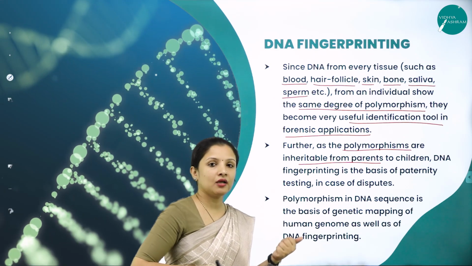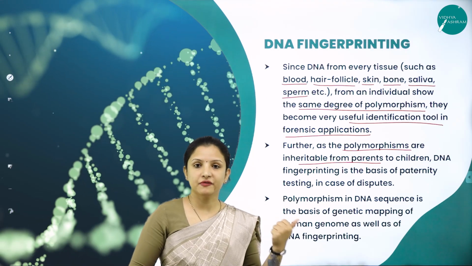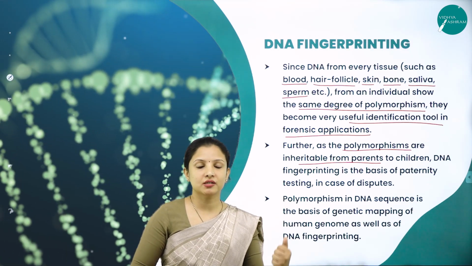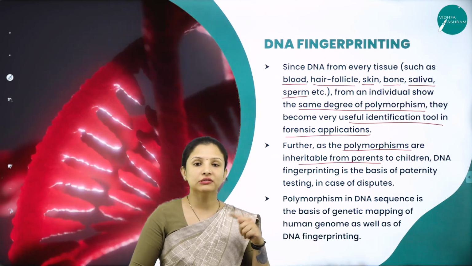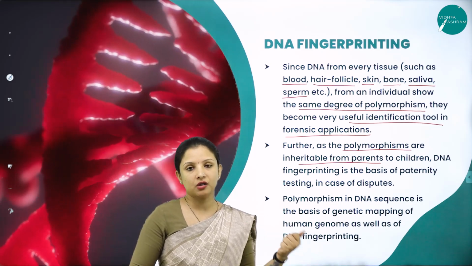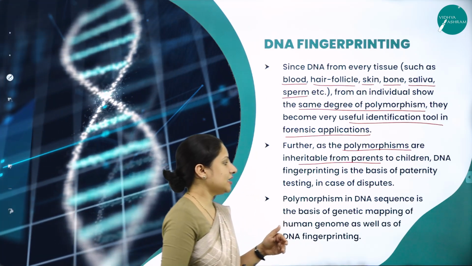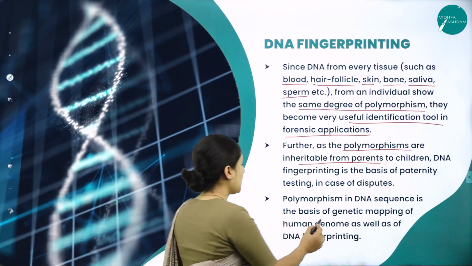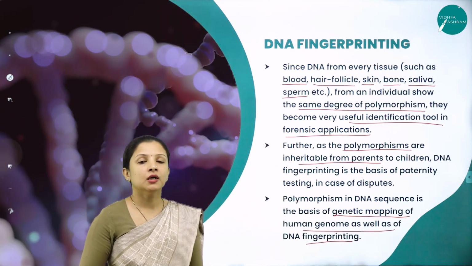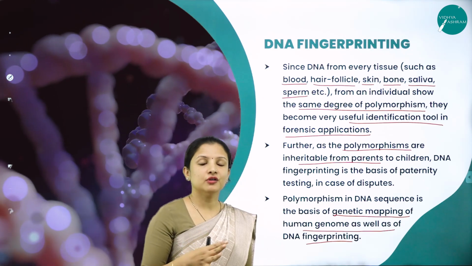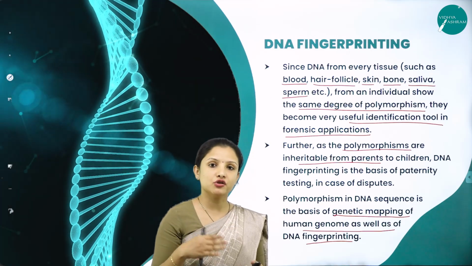So, DNA fingerprinting can not just help catch criminals, not just help in forensics, but it also helps in genetic related issues wherein does that child belong to the mother or to the same father? Who is the biological mother or father can be found out using this DNA fingerprinting technique. And polymorphism in DNA sequence is the basis of genetic mapping of the human genome as well as DNA fingerprinting. Because I told you in the human genome, each of our genomes tends to vary because the number of repetitive sequences varies from individual to individual.